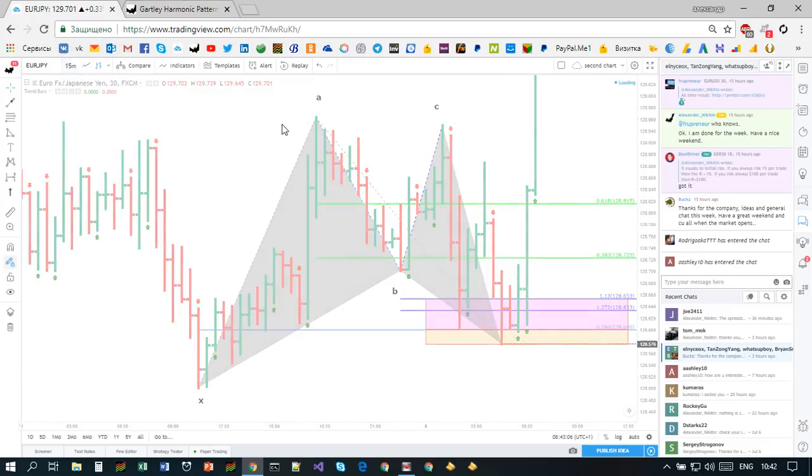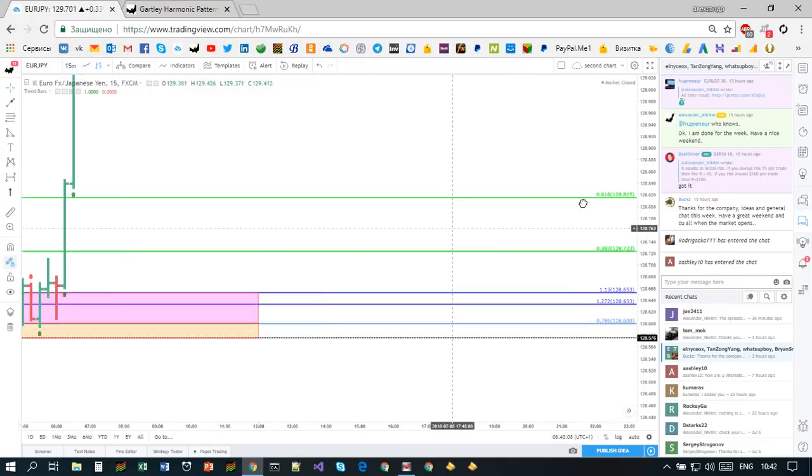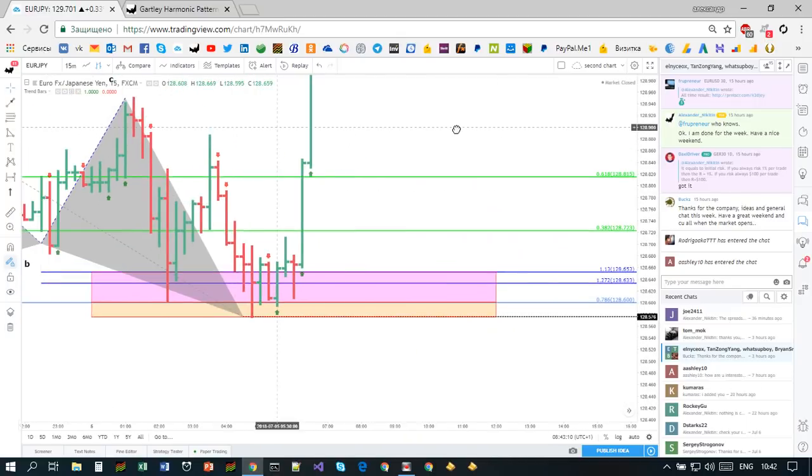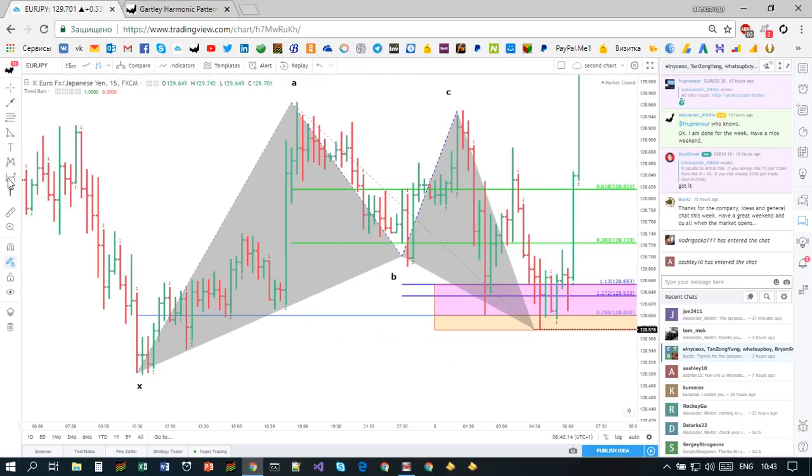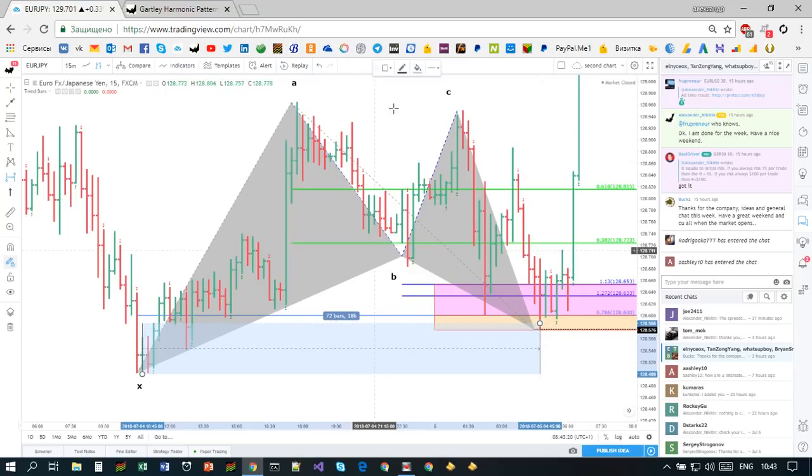Now let's switch to 15-minute and let us see if the pattern now is 50 to 100. So what we have right now from X point to the D point is 72 bars. So the optimal execution time frame is this 15-minute time frame.